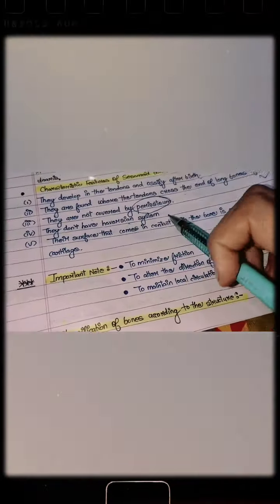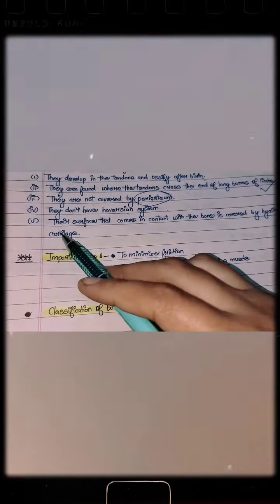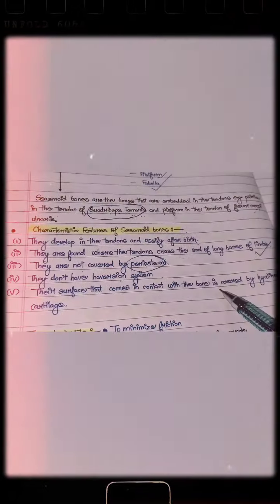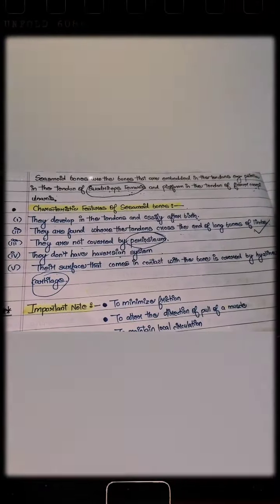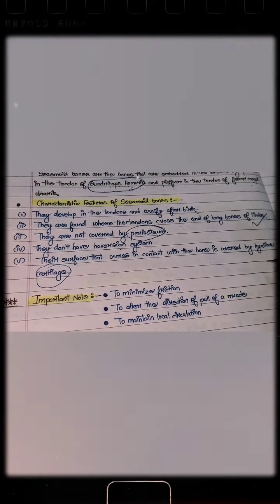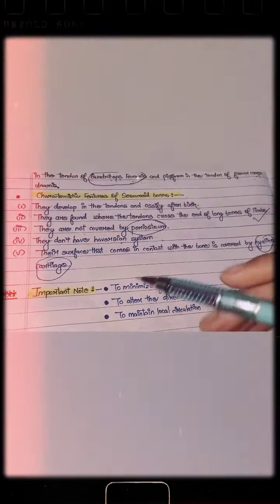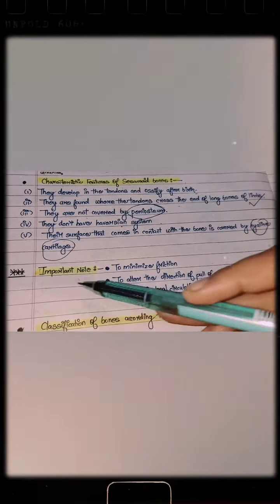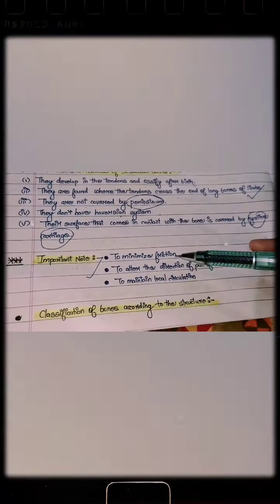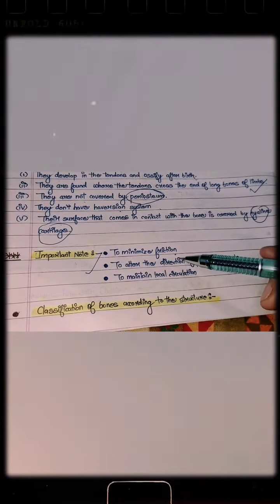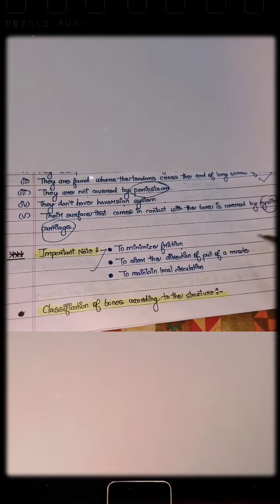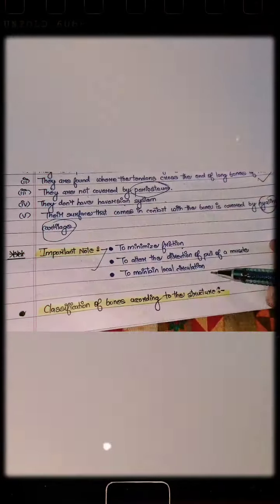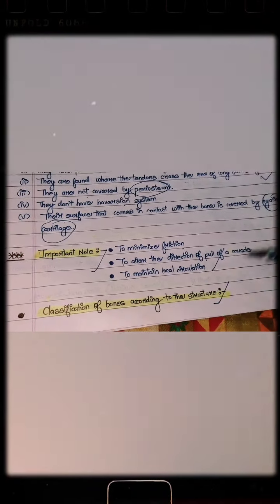They don't have Haversian canal or the system of that. Their surface that comes in contact with the bone is covered by hyaline cartilage. So which cartilage is it covered by? It's the hyaline cartilage. Now coming to the important note. What's the important note here? It minimizes friction. So friction is what? The rubbing will be very reduced in that part. It also alters the direction of pull of muscle and maintains local circulation.